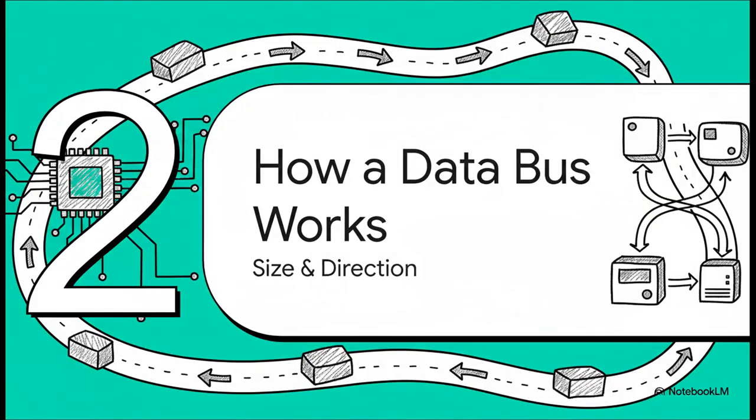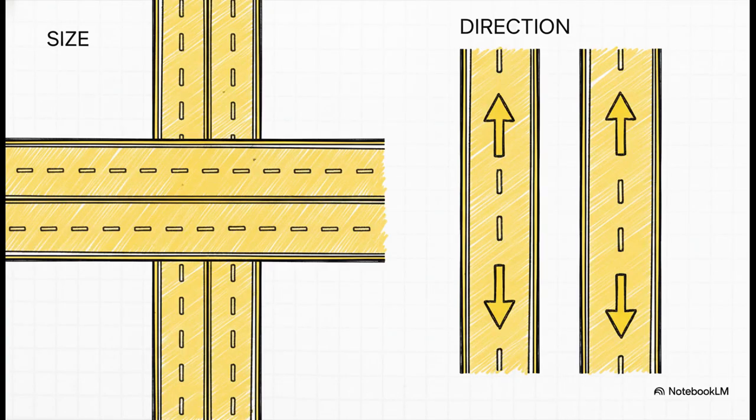Okay, so we know what it is. But how does it actually work? It's actually not as complicated as you might think. It really just boils down to two main things. And those two things are its size and its direction. If we go back to that highway idea for a second, you can describe any highway by how many lanes it has, right? That's its size. And you can describe it by whether traffic goes one way or both ways. That's its direction. A data bus is pretty much the exact same deal.